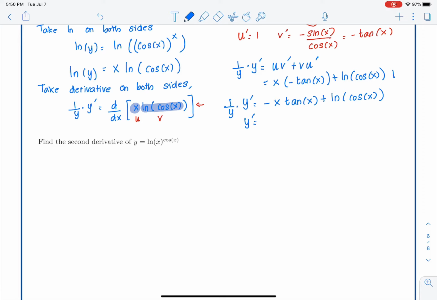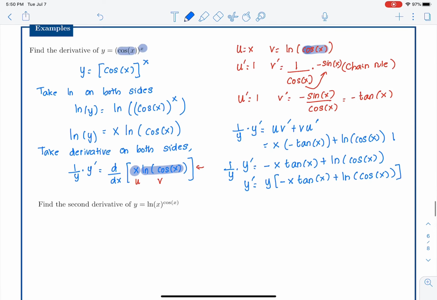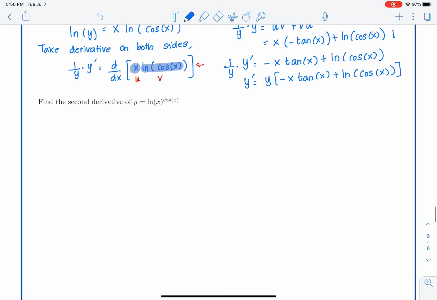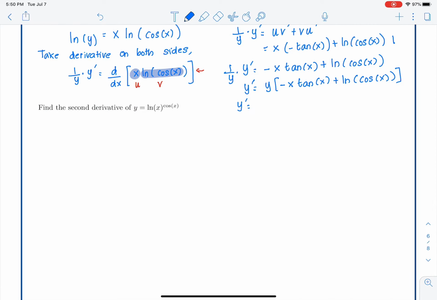Multiply by y on both sides, we have y times negative x tangent x plus ln of cosine x. But we know that y is cosine x raised to x, so y can be replaced by cosine x raised to x and multiplied by that term that is inside the square brackets.